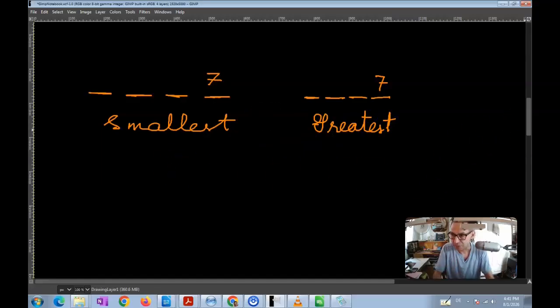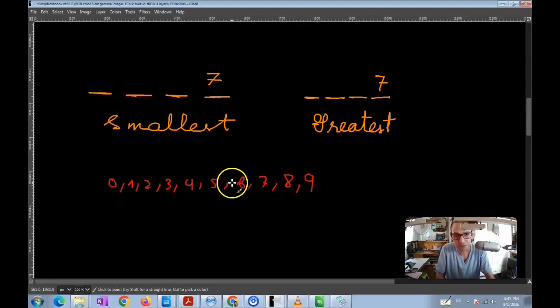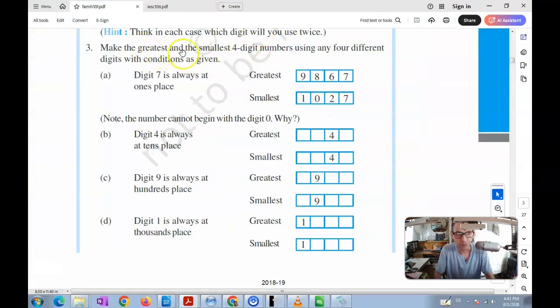Now in order to make the smallest number, of course you can choose for any of these place values any digit from 0, 1, 2, 3, 4, 5, 6, 7, 8, and 9, all the 10 digits in our number system. And since you want to make the smallest number possible, at the largest place value you will put the smallest digit that you have, right? Here we have another condition as well, that you want to make the greatest and smallest 4-digit numbers using any 4 different digits, meaning that no digit is supposed to be repeated.